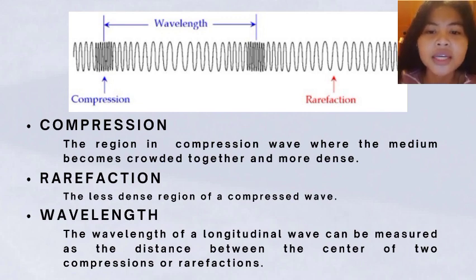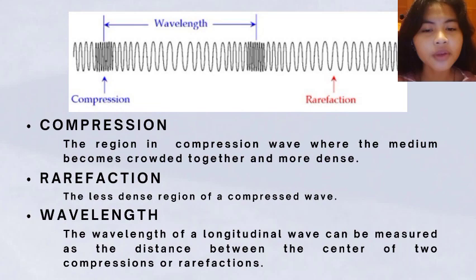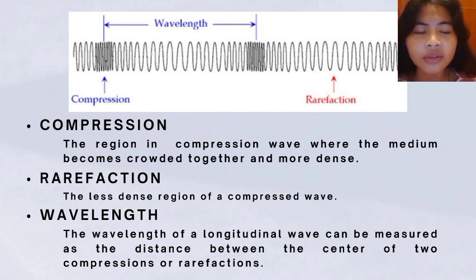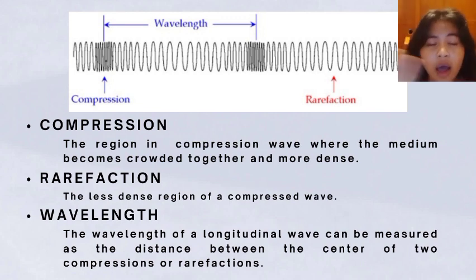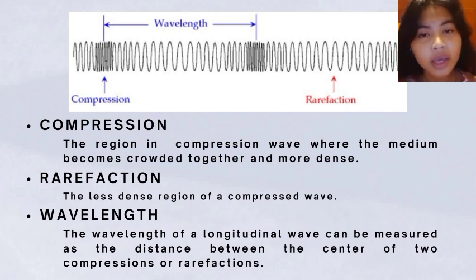And of course, there is a wavelength. I guess it won't be called a wave if there is no wavelength, of course. The wavelength of a longitudinal wave can be measured as the distance between the center of two compressions or rarefactions. In transverse waves, the wavelength is the distance from one wave to another. However, the wavelength of a longitudinal wave is the distance between the center of two compressions or rarefactions.